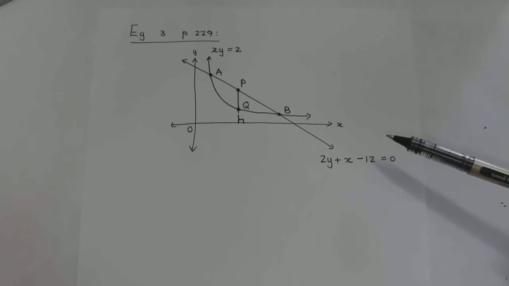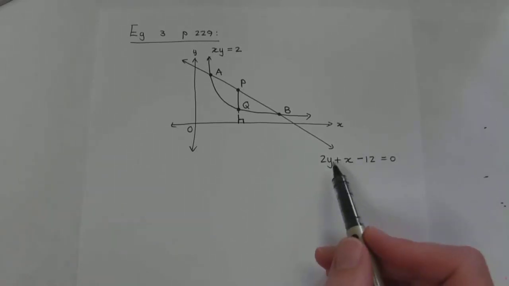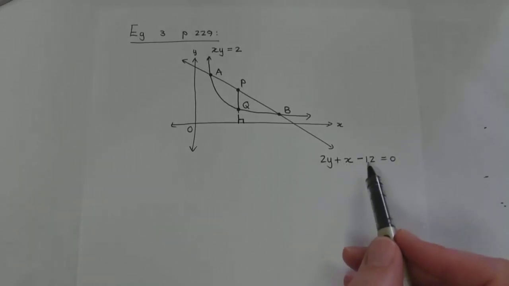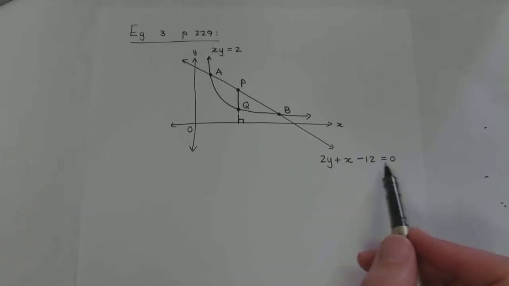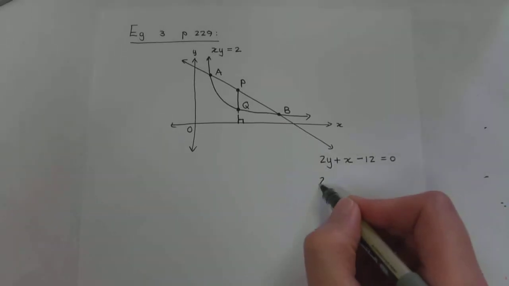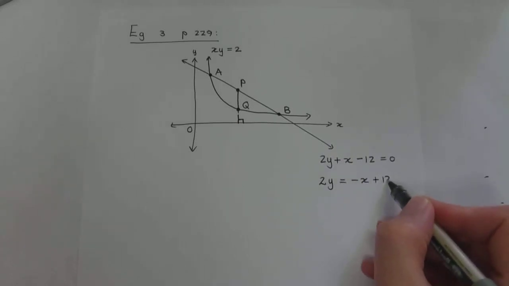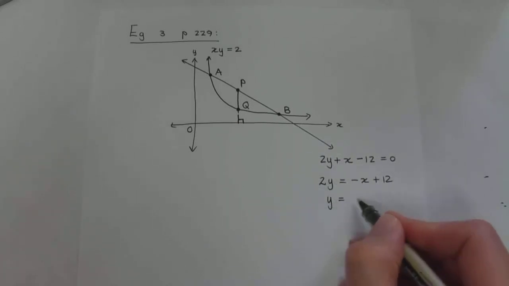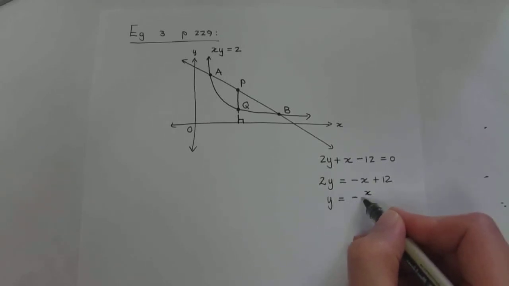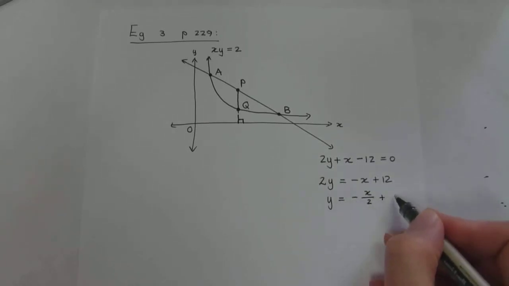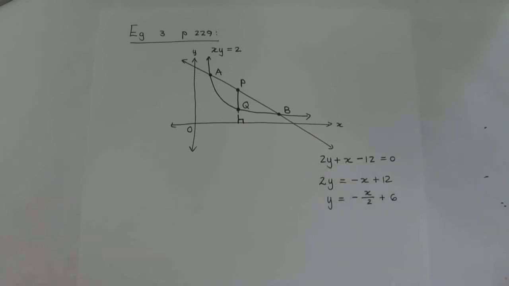The graphs shown are defined by the equation. So the first graph is defined by the equation 2y plus x minus 12 is 0, which is a straight line equation. So I'm just going to put it in standard form, where 2y is equal to minus x plus 12, and then dividing by 2, y is equal to minus x over 2 plus 6. There we go. So that's the equation of that straight line.